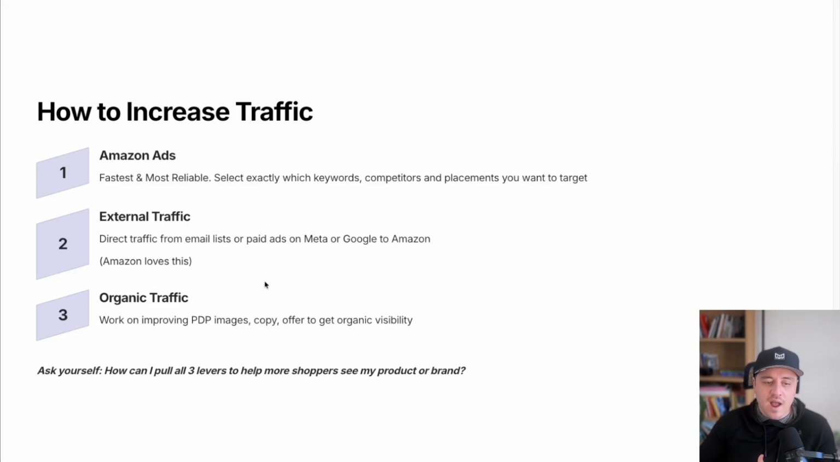But ask yourself, how can I pull all three levers to help make shoppers see my product or brand? Again, what are the ways that you can get traffic to Amazon? Amazon ads, external traffic, organic traffic. Those are the three main ways. And the more of it you can send, the better.